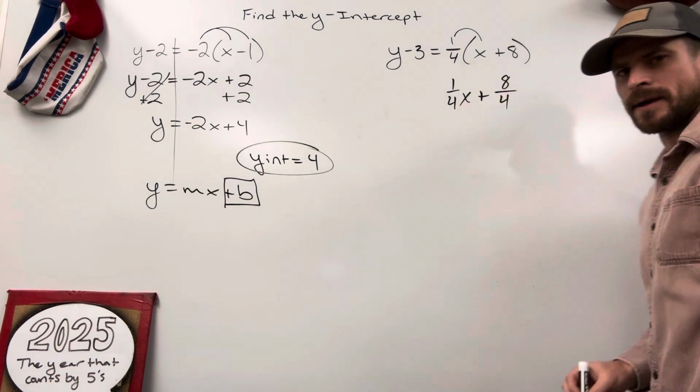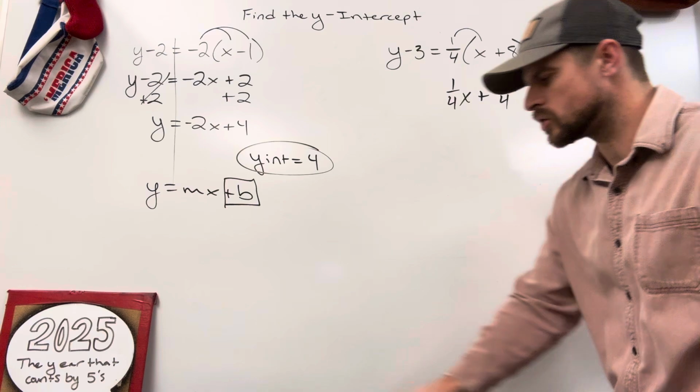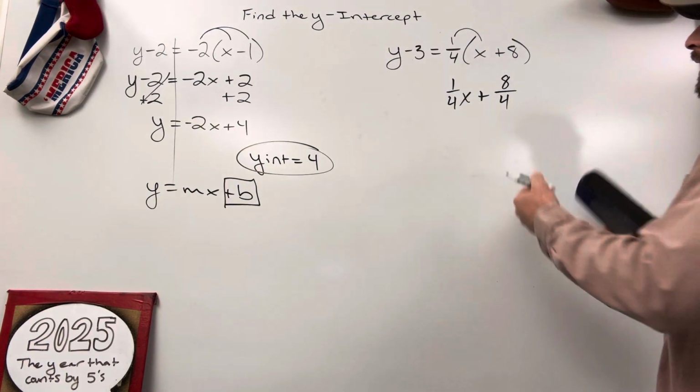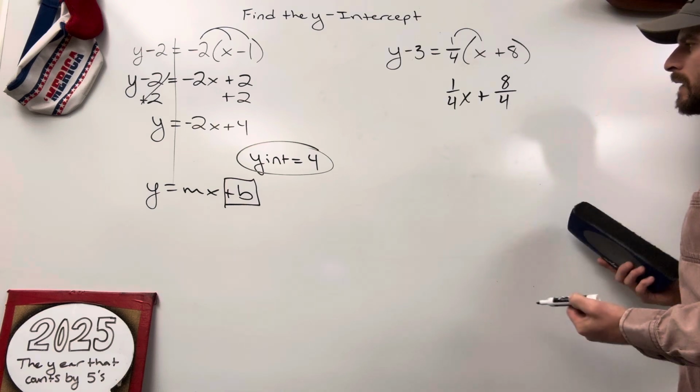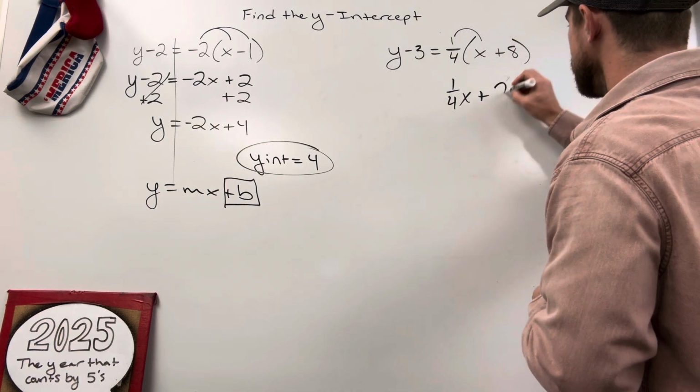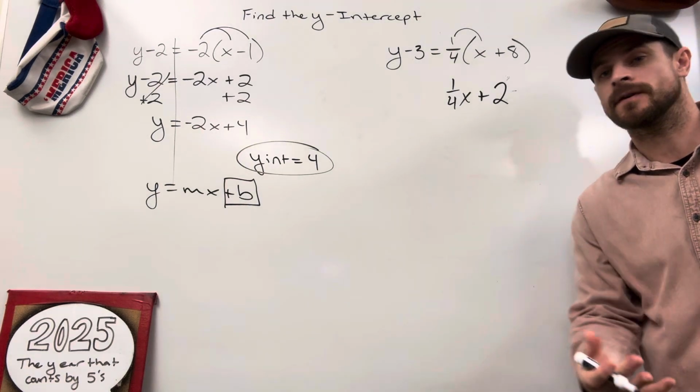Well, what's 8 divided by 4? 2. So just change it to a 2 right now. Too often kids get stuck there. They'll leave it as a fraction. Why would you leave 8 divided by 4 a fraction? It's really just 2. So make it simple. That's why we call it simplifying.